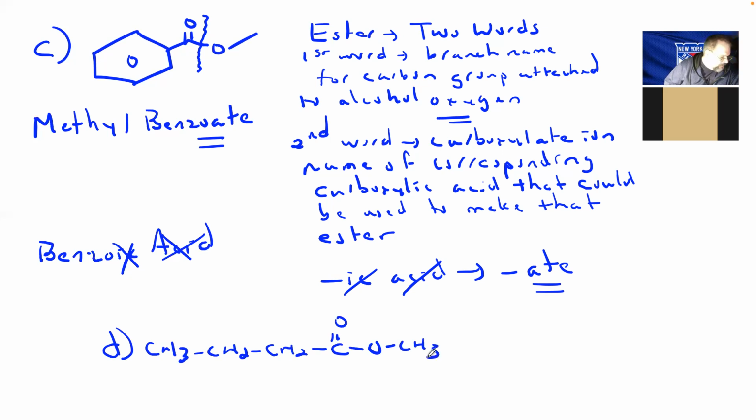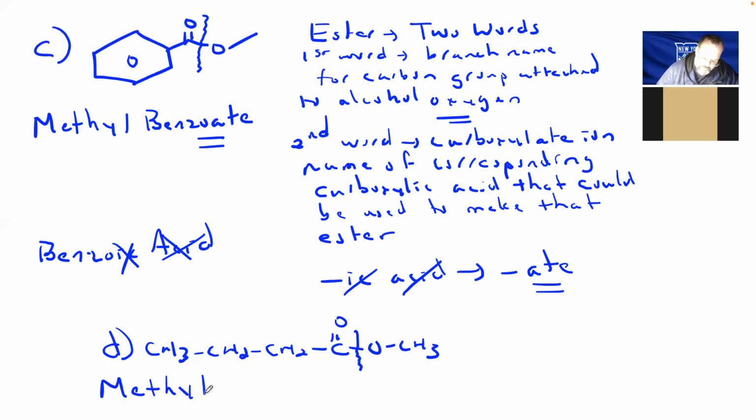All right. Another ester, which is fine. They're a little bit tricky to name. So again, let's find that key bond: the bond between the C double bond O carbon and the alcohol oxygen. Again, we should be able to identify that the carboxylic acid portion is to the left of the squiggly line. The alcohol portion is to the right of the squiggly line. First word is the branch name for the carbon group attached to the alcohol oxygen. So again, we have a methyl group that's present.